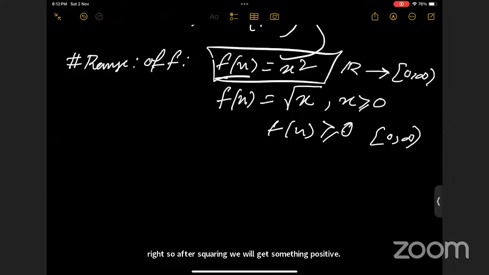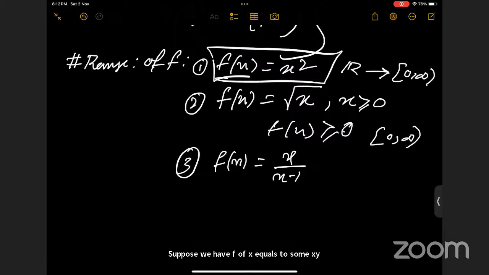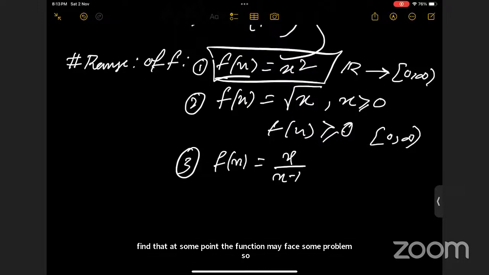Okay, so for another example, suppose we have f of x equals x by x minus 1. From this type of function, you can find that at some point the function may face some problem. So what is the point in that case?